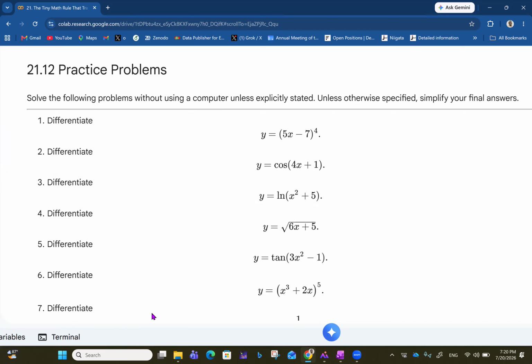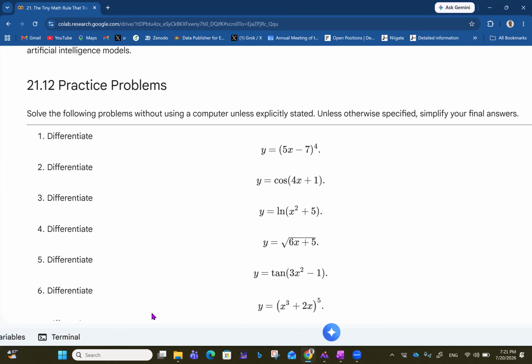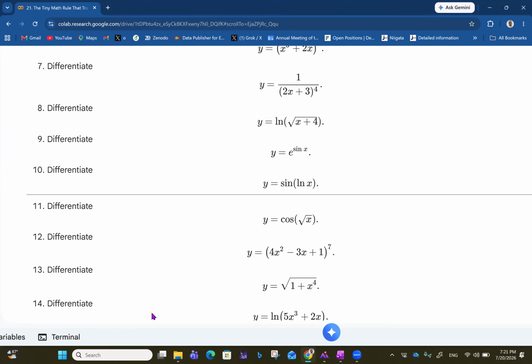So let's look at some practice problems, and as usual, I get to solve two of them. I'll solve 15 and 17. So here you can see problems 1 to 6 clearly. These are just the basic calculus stuff. Solve the following problems without using a computer, unless otherwise specified. Simplify your final answers. So you have questions 1 to 6 here. I did a lot of this under the calculus playlist.